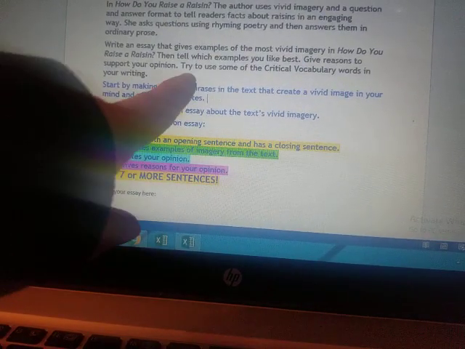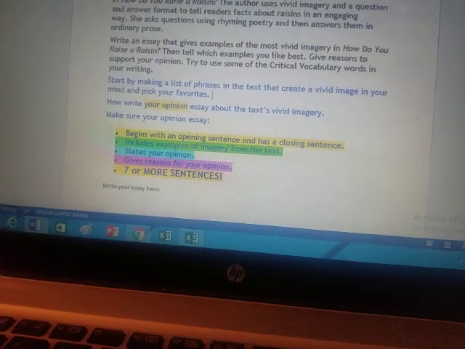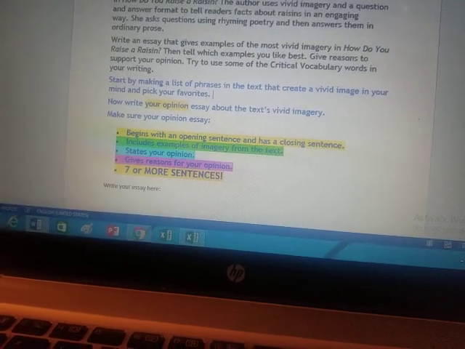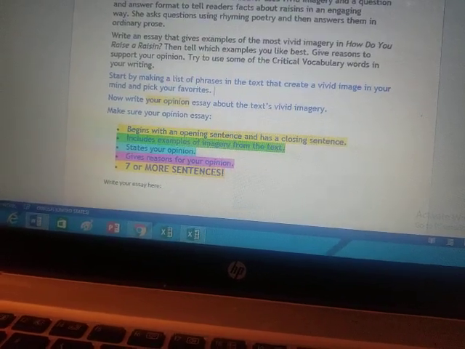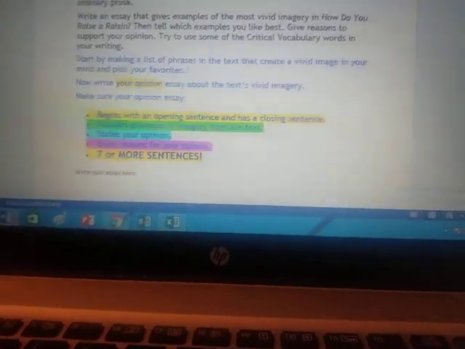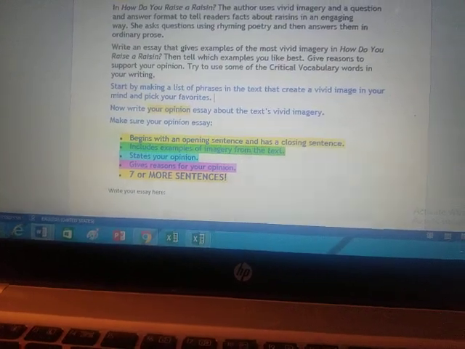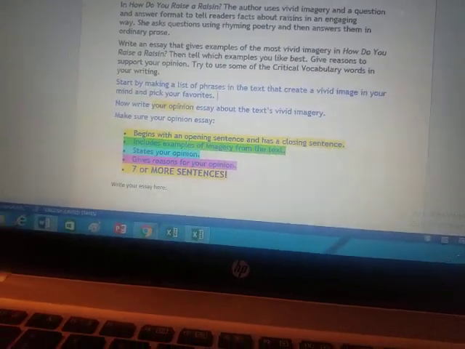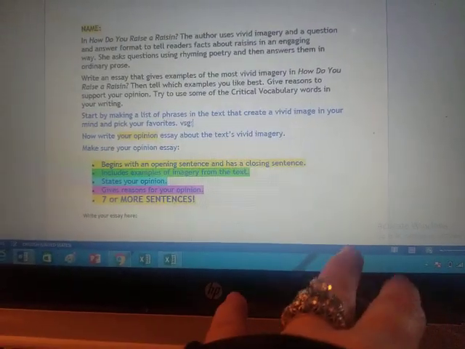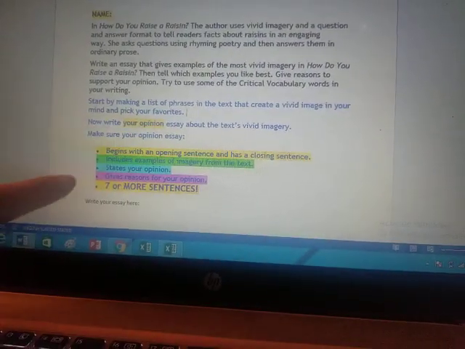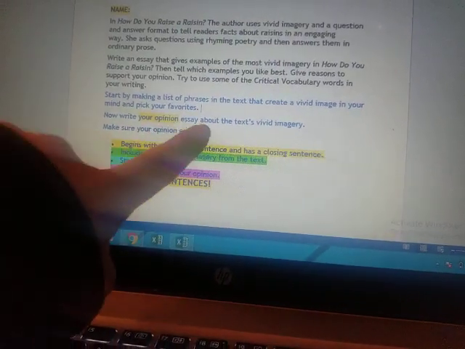Then it says to try to use some of the critical vocabulary words. Remember, burly was one, shriveled was one. So you can go back and use the critical vocabulary words to help you, because those critical vocabulary words are actually imagery words. So you can use that. So again, you can always start off by just writing a bunch of them down right over here, just so you don't forget them.